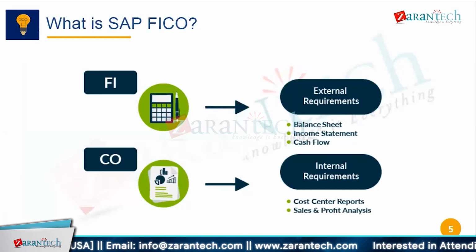So FI is external requirements, CO is internal requirements. So FI is your statutory books of accounts, that is, any business organization is required to keep by law. It's a legal statutory requirement. CO, on the other hand, is for internal requirements, so the management accounting.